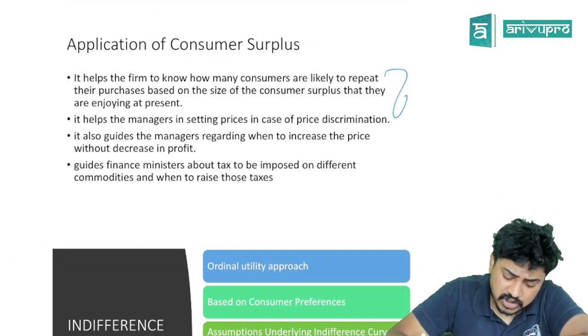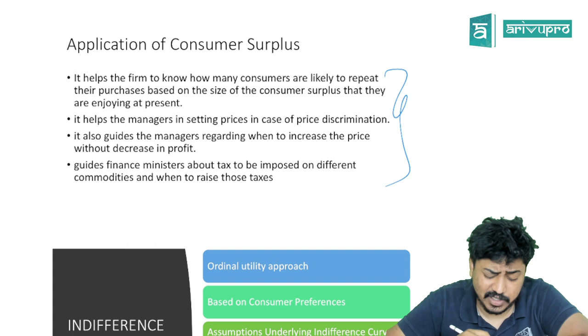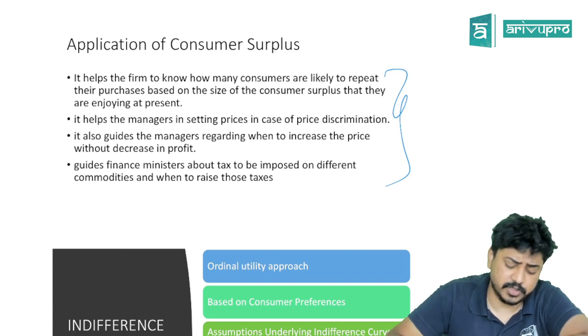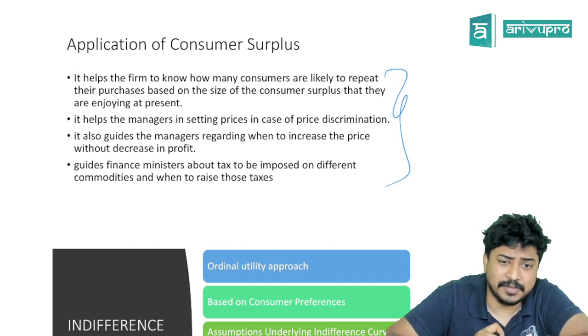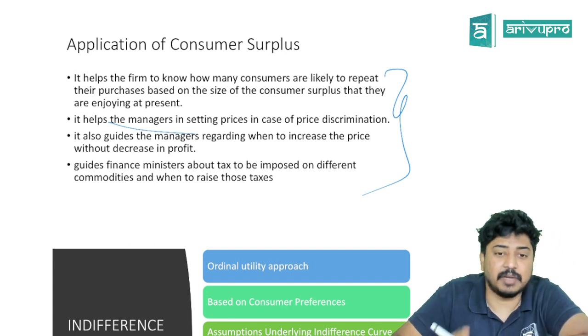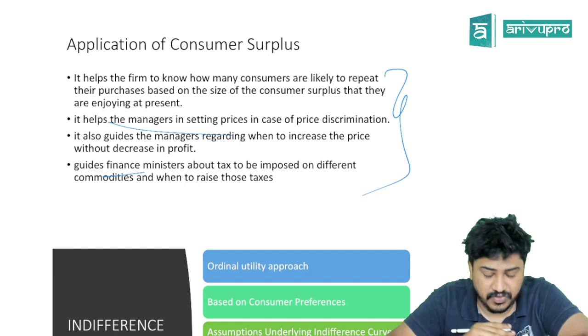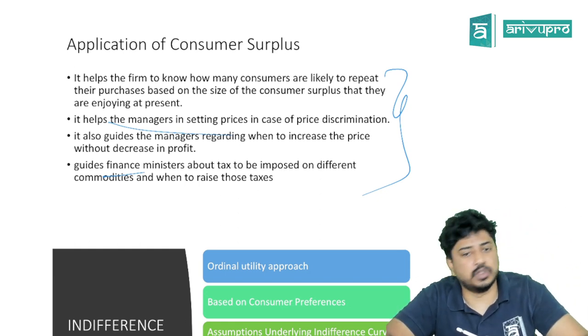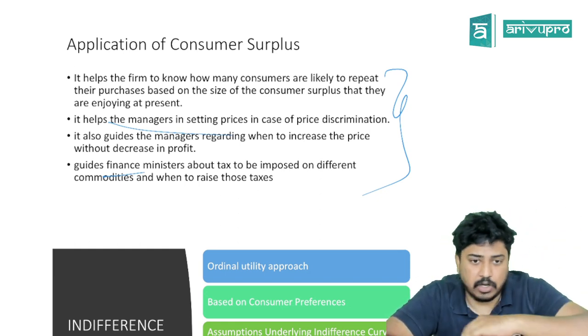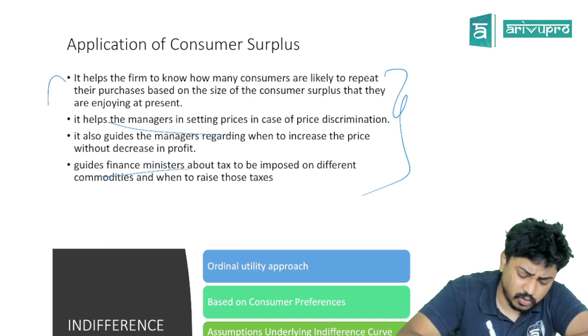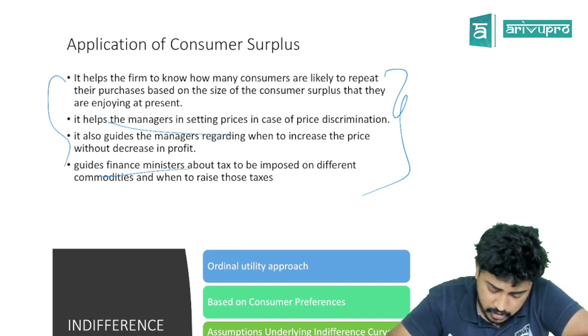Where all we use consumer surplus, these are the areas where you normally use your consumer surplus, right? Our auto guys will use it, right? Our managers will use it in price discrimination, right? And even it will be used by the finance minister, right? Who was ready to pay more tax based on that and all, it has been used. Just read through it. That should be more than enough here.